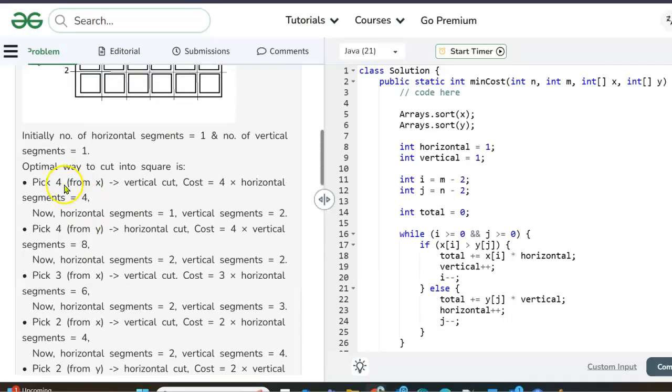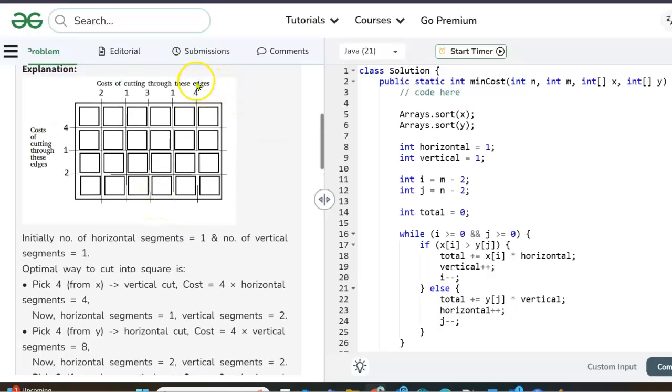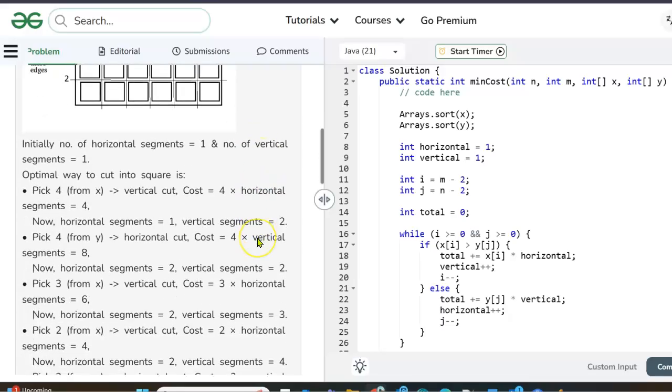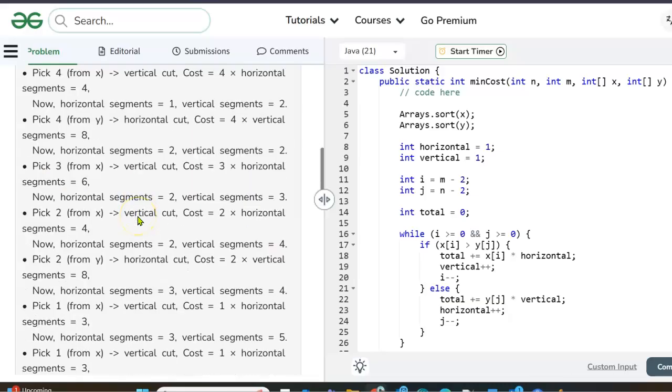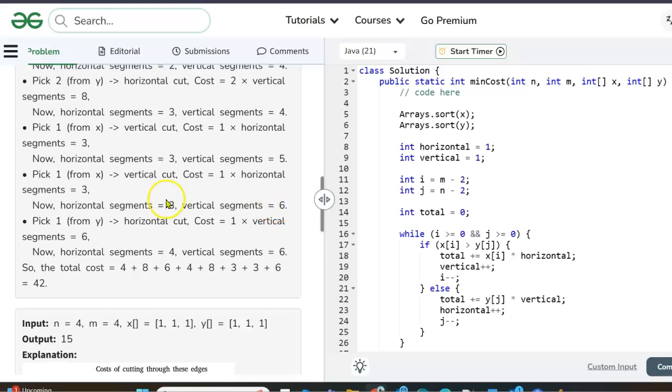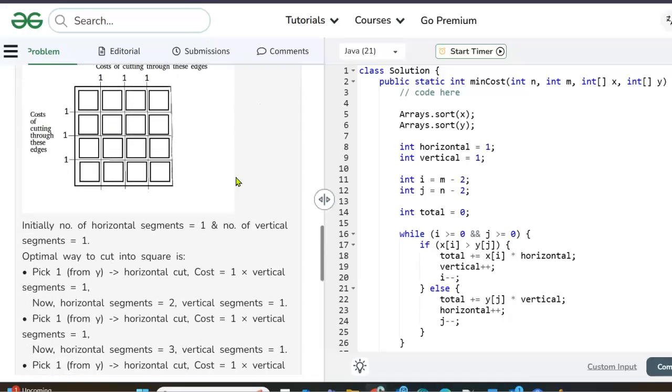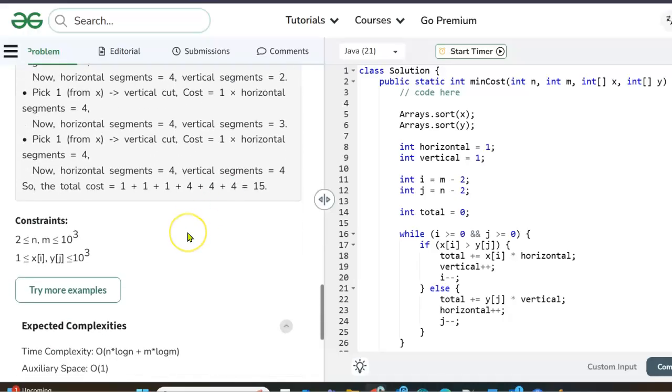You can see what's happening here is we're picking the biggest numbers first. So it's a greedy algorithm. Pick the biggest number, because as we go through this, the number of segments is going to increase. So we want to use up the larger costs first, when we can multiply them by smaller numbers of segments. We don't want to multiply big numbers times big numbers of segments. In the next example, everything is a 1, so it doesn't really matter what order you cut it in.